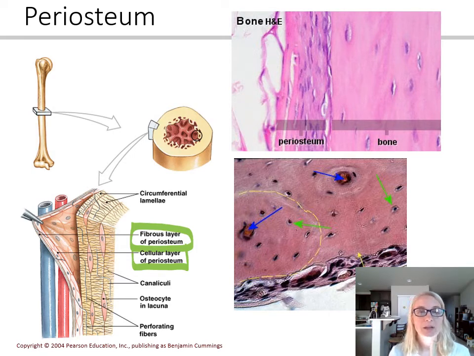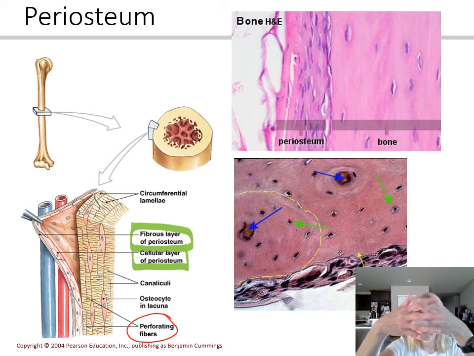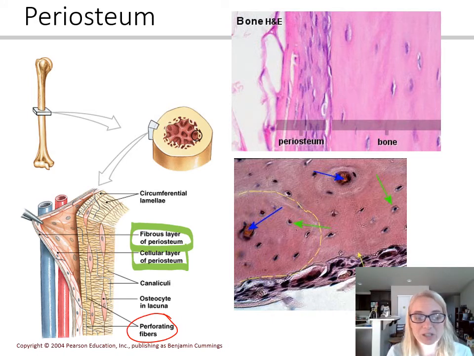The collagen fibers of the fibrous layer penetrate through the cellular layer and embed themselves as part of the matrix of the bone. So it's very, very tightly held together. It's interwoven: collagen fibers of the periosteum are interwoven with collagen fibers of the matrix. And so that periosteum is held very tightly to the surface of the bone. These are called perforating fibers. Sometimes they're called Sharpey's fibers.